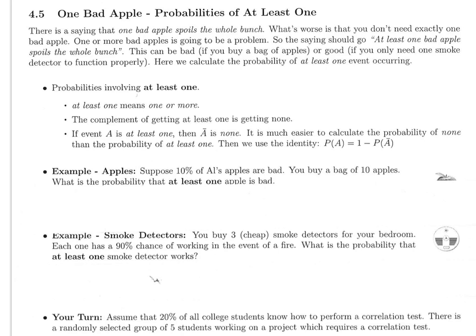If I know the probability that 10% of apples are bad, and I'm going to buy a bag of 10 apples, what's the probability that at least 1 apple is bad?